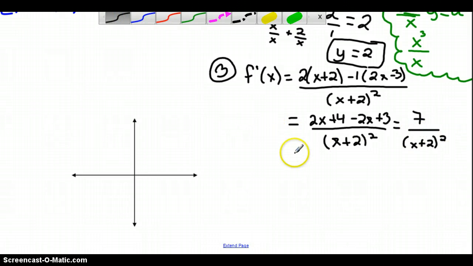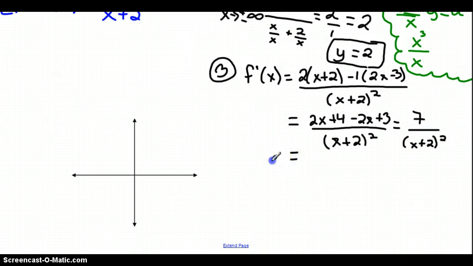So here's what we need to test now. If I set 7 divided by (x + 2) squared equal to 0, I have a constant divided by an expression, a quadratic actually, (x + 2) quantity squared. If I set this equal to 0, is there any way that I can have a fraction with a constant as a numerator equal 0? The only way to get a fraction to equal 0 is if the numerator is equal to 0. It's not going to be possible.